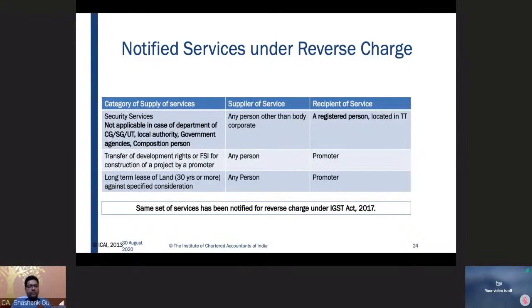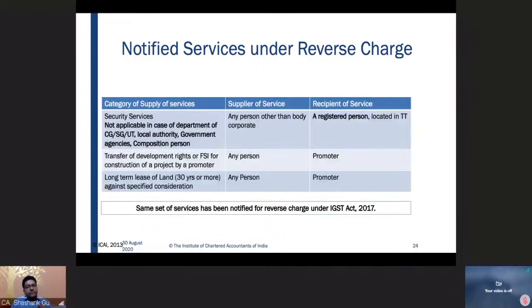Let us do one thing. You keep the ownership of this land with you. You transfer the development rights to me. And I will construct 200 flats, 300 flats on this. 150 flats I will give to you. 150 flats I will retain with myself. So basically, this is the kind of transaction that we are talking about. So supplier of service is any person. Recipient of service is the promoter builder. So that promoter will be liable to pay the applicable GST on the value of such transfer of development rights.